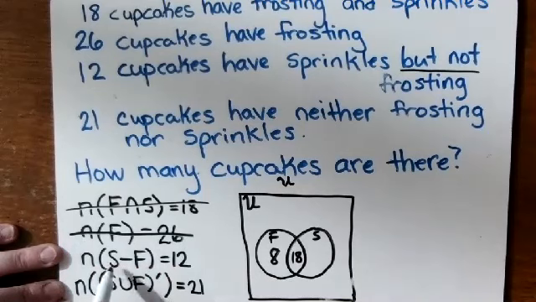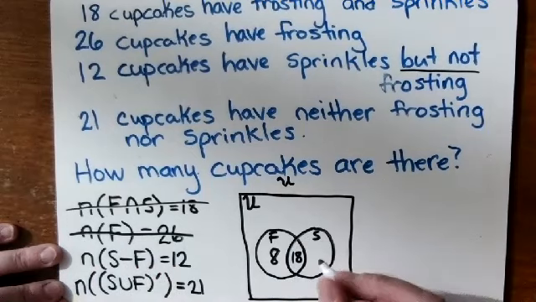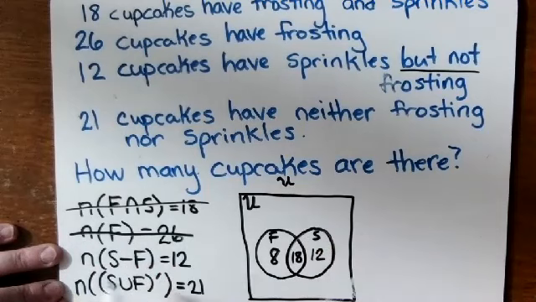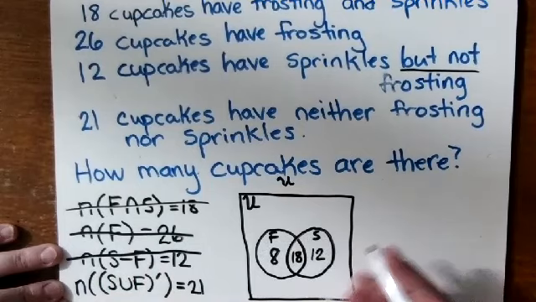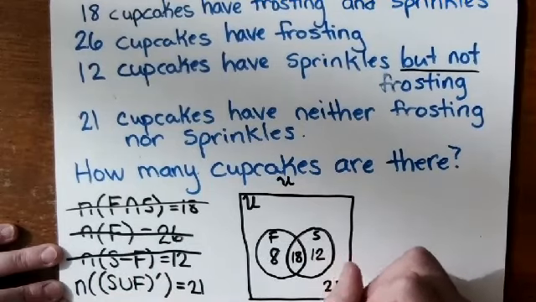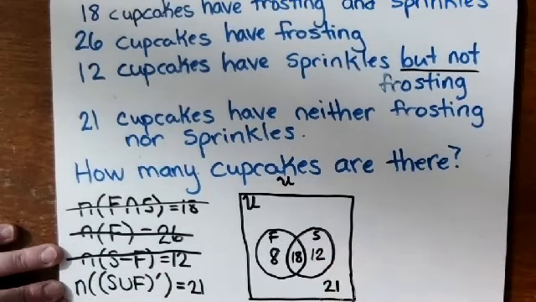Now we have S without F. So if we look at S and remove F, then we're left with 12 cupcakes that are just sprinkled but not frosted. And finally, we have that 21 were neither frosted nor sprinkled, right? So 21 are out here in this outer region.